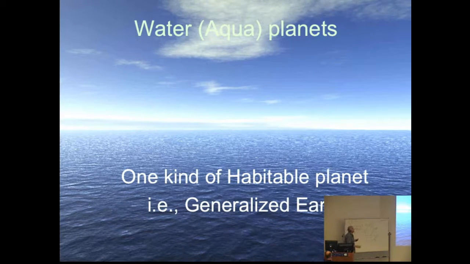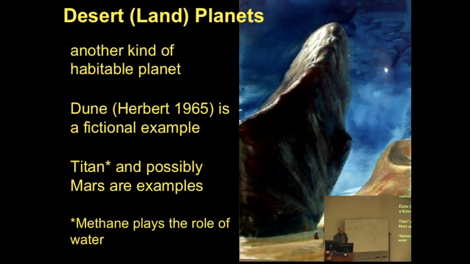Now first, of course, we know about water planets. This is what we always talk about when we talk about habitable planets. It's stuck in our minds, ocean world. So this is a simple image of an example of an ocean world. That's a generalized Earth. It's got water. Another kind of habitable planet is a desert planet.